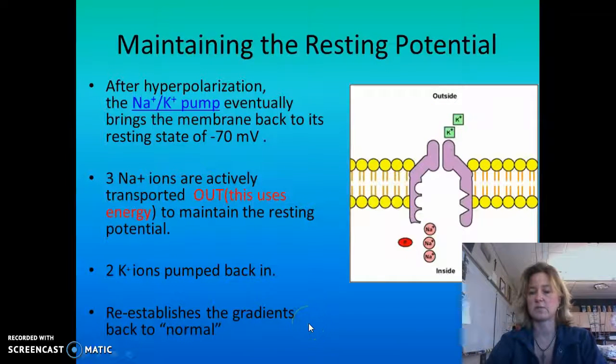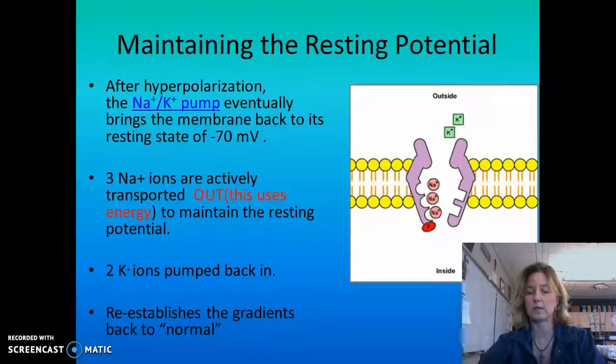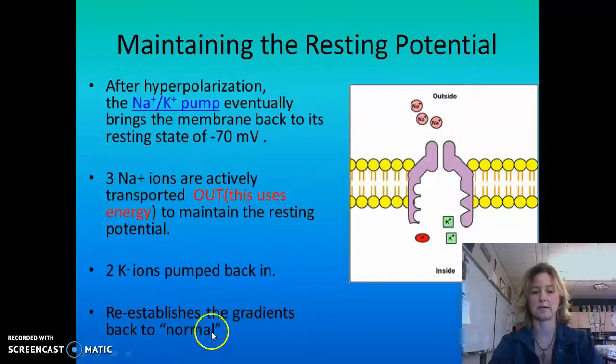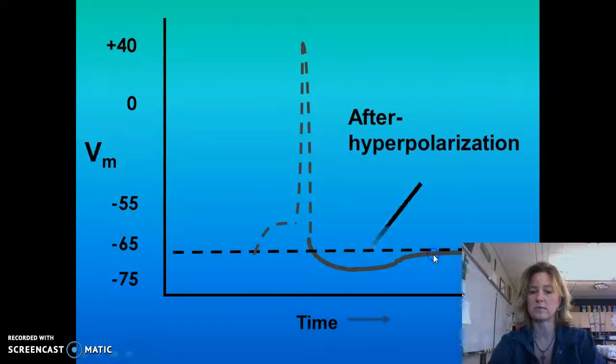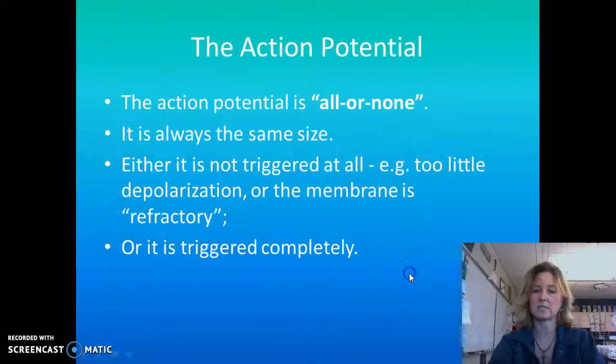And so really what this is doing then is resetting the gradient with more sodium outside, more potassium inside, so that we really have that difference of negative 70 millivolts between the outside and the inside of the cell. Okay, this is what is reestablishing that gradient and setting us up so that we can go through that action potential again. Okay, so this is the section that we're dealing with right here. This is getting things back to normal. Okay, this is our hyperpolarization, and we are resetting to normal, to resting.